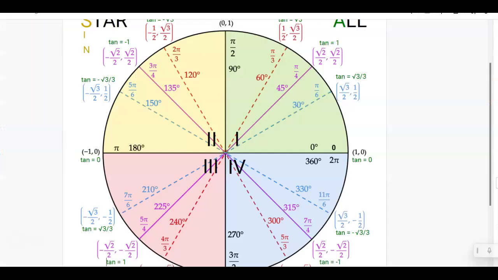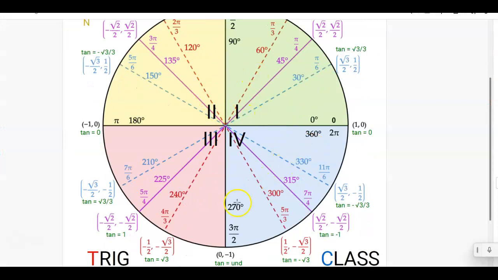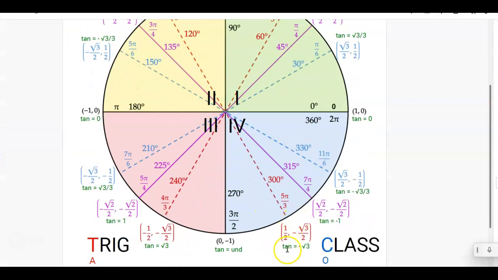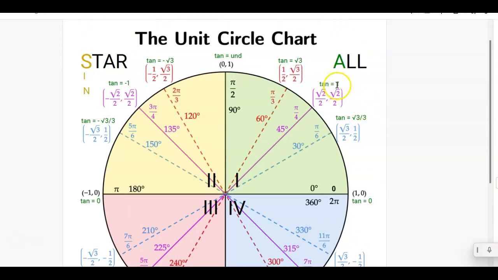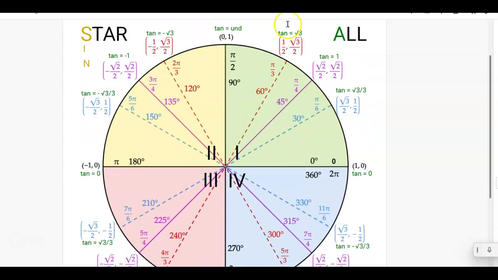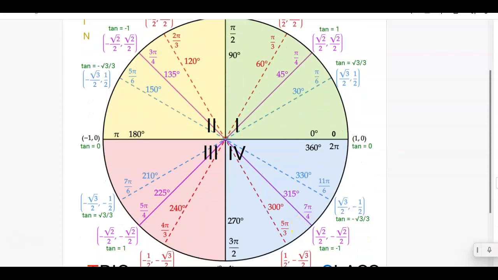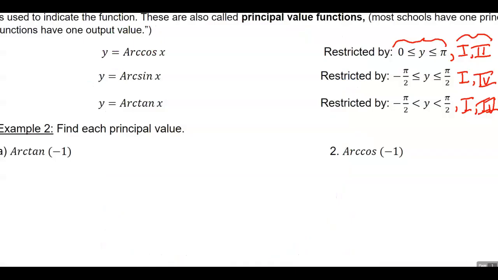For the same reason, because these tangents don't repeat. It's negative root 3, negative 1, negative root 3 over 3, 0, positive root 3 over 3, positive 1, positive root 3. So there's no repeating tangents here at all. So that's why we use first and fourth quadrant. And then when we start graphing all these next week, we'll see even further why that makes more sense. So it's a very good reason for doing it this way.